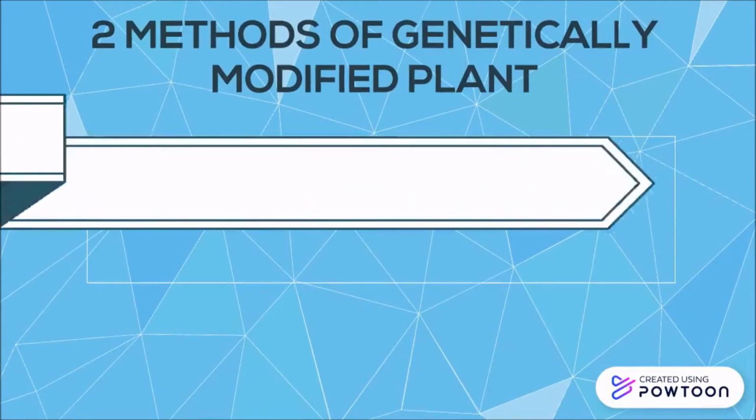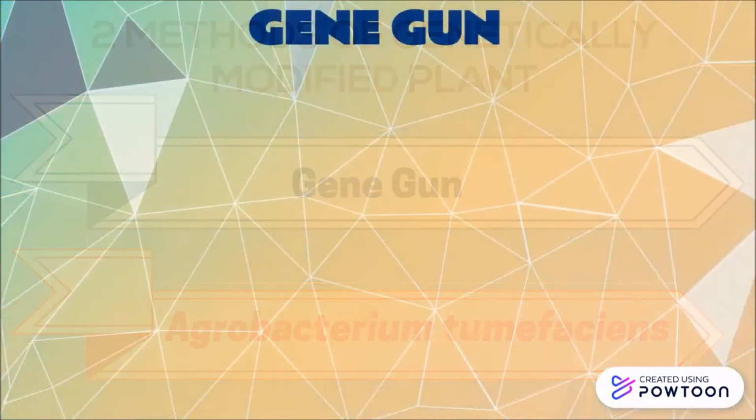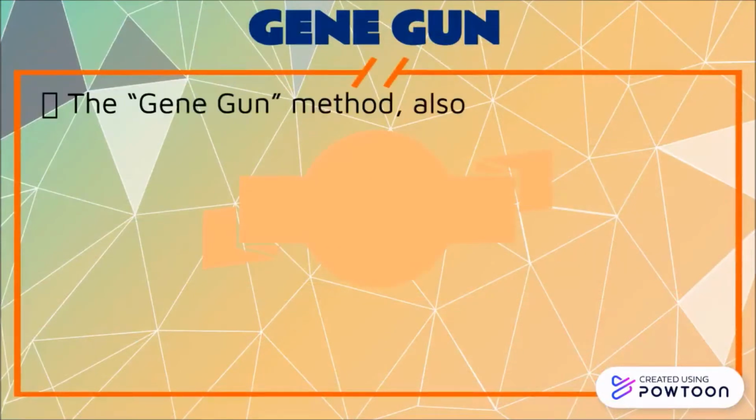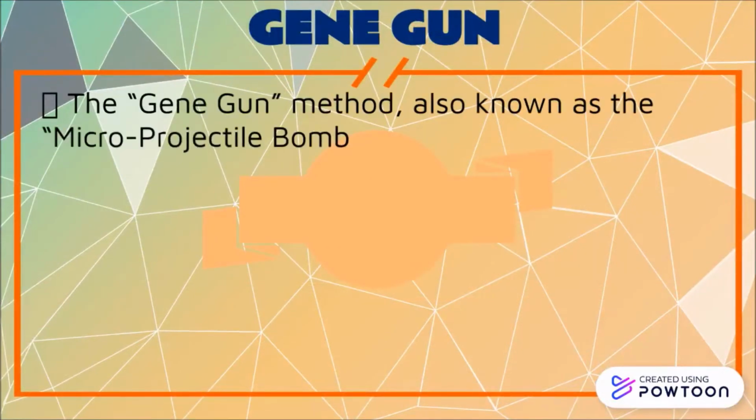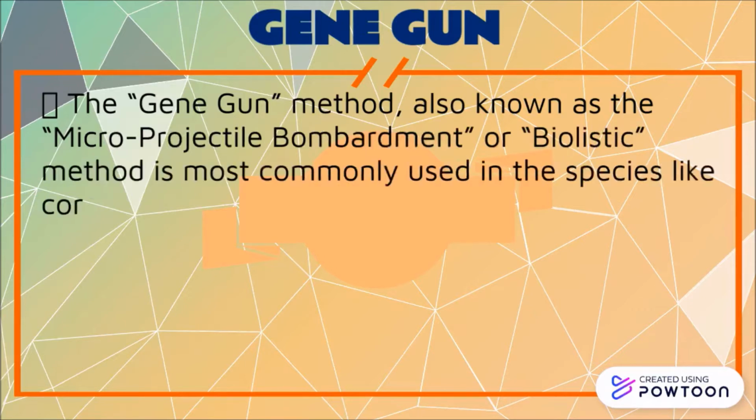Methods of making GM plants: first, using a gene gun; second, using Agrobacterium tumefaciens. The gene gun method, also known as the microprojectile bombardment or biolistic method, is the most commonly used in species like corn and rice.